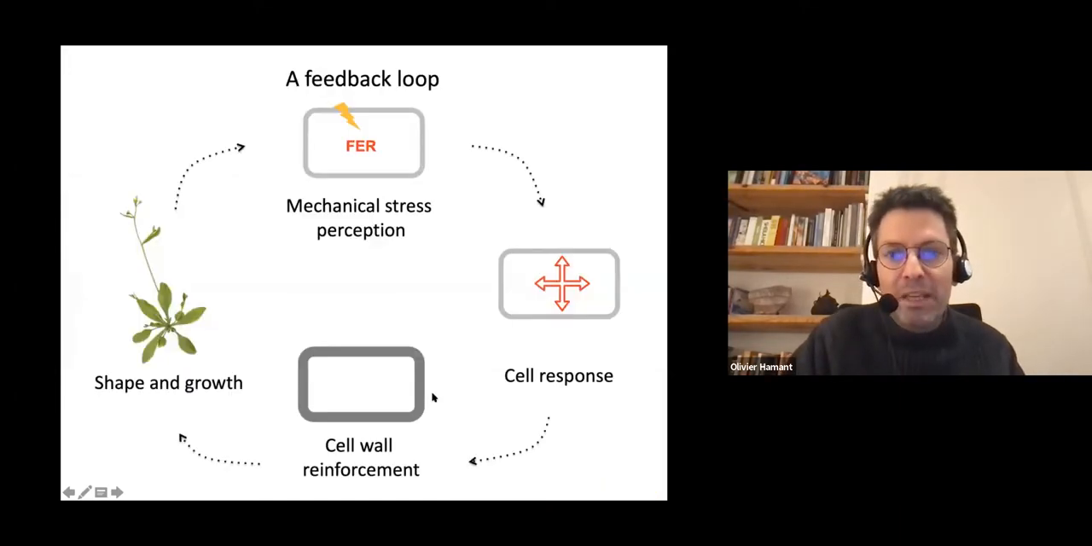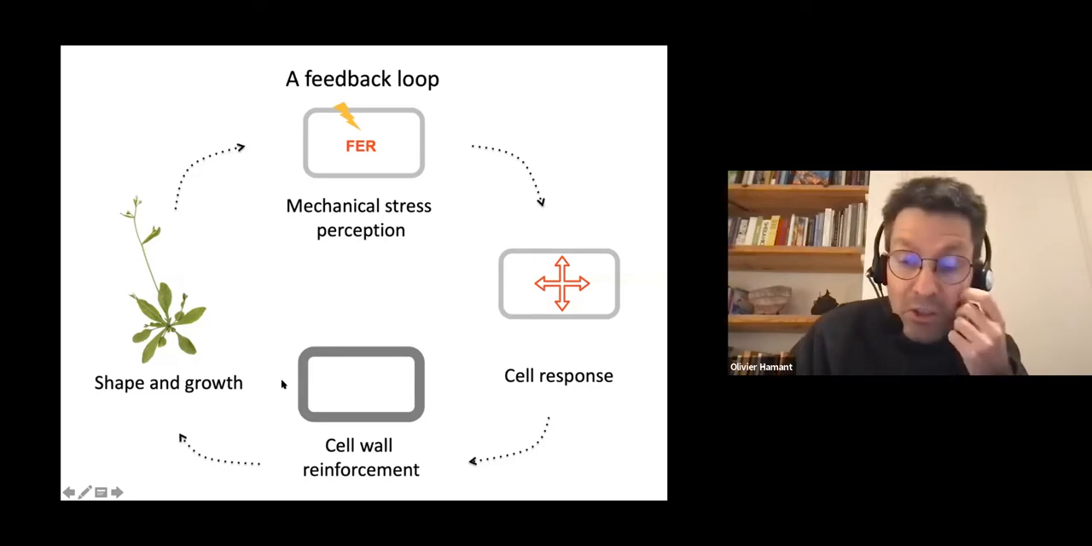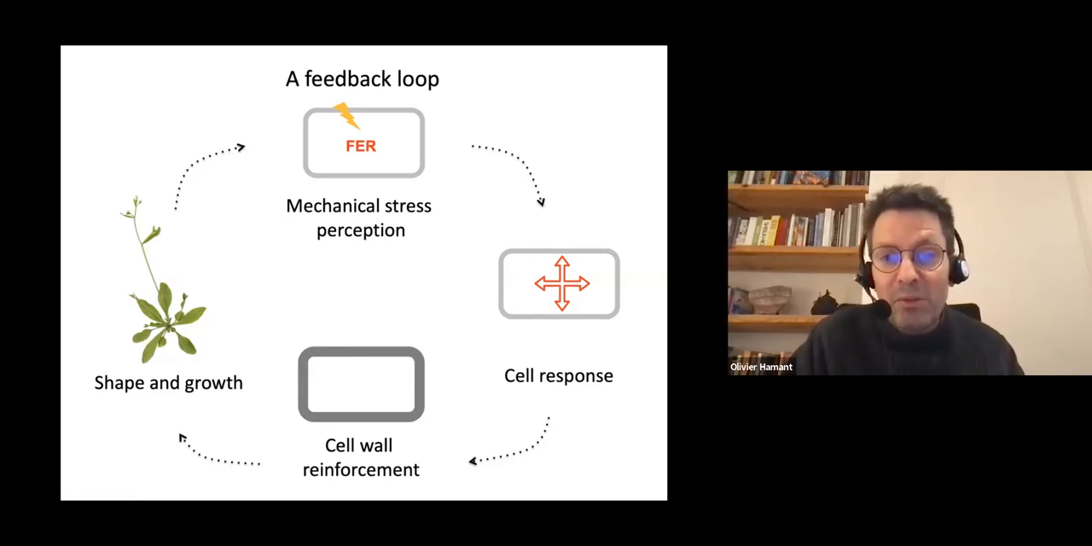All right, so we have now, we think, and of course I don't go into the details, we think we have a good sensor, let's say feronia, that is necessary for the cell to perceive mechanical stress and to start this loop in a way, right? So to perceive the stress and to reinforce its cell wall. So of course, the next question is, what is downstream of feronia? It's perceiving stress, but how does the cell reinforce its cell wall downstream of feronia?